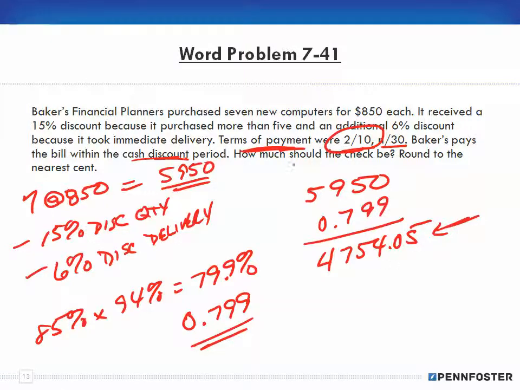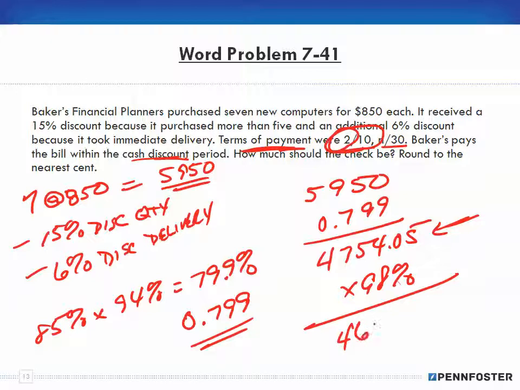So it says here, Baker's pays the bill within the cash discount period of 2%, right? And since we want to know how much the check should be, I'm not interested in the discount amount of 2%. I'm interested in the net, so it's 100% minus the 2%, or 98%, that I multiply the 4,754.05 by, and that gives me a final amount that's owed of $4,658.97. Okay.